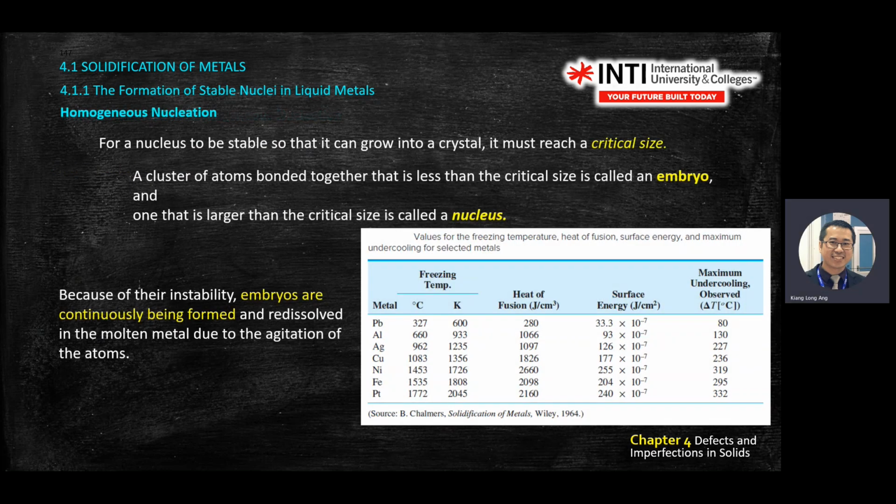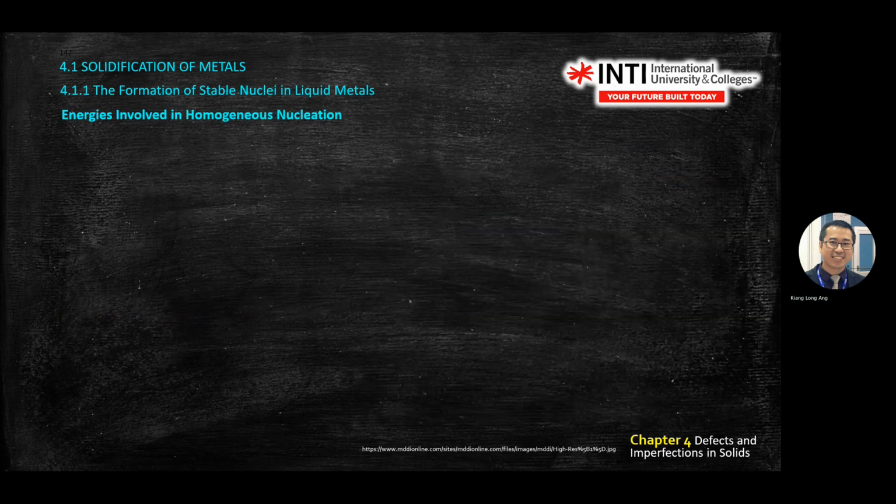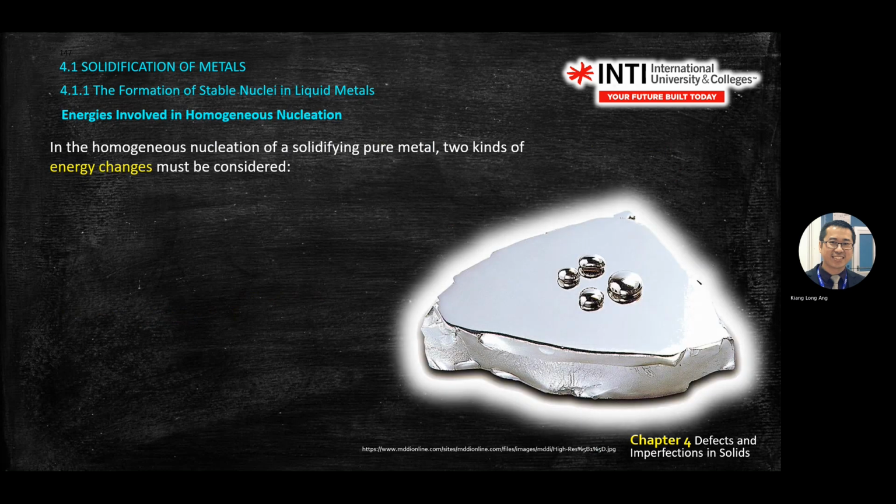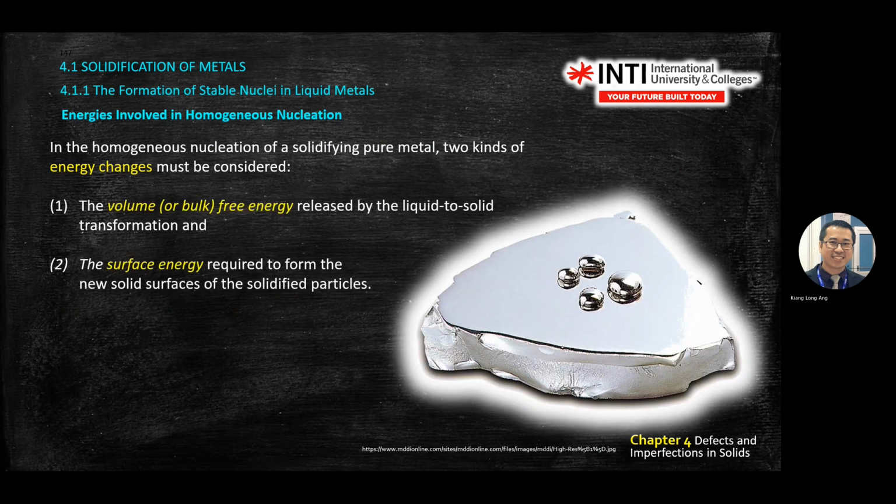So from this table, just now we talked about undercooling temperature. Then later we'll talk about energy. We have surface energy and heat of fusion, in joule per cm square and joule per cm cube. Surface energy is more on square area, and heat of fusion is more in a volume. This one I just mentioned just now.